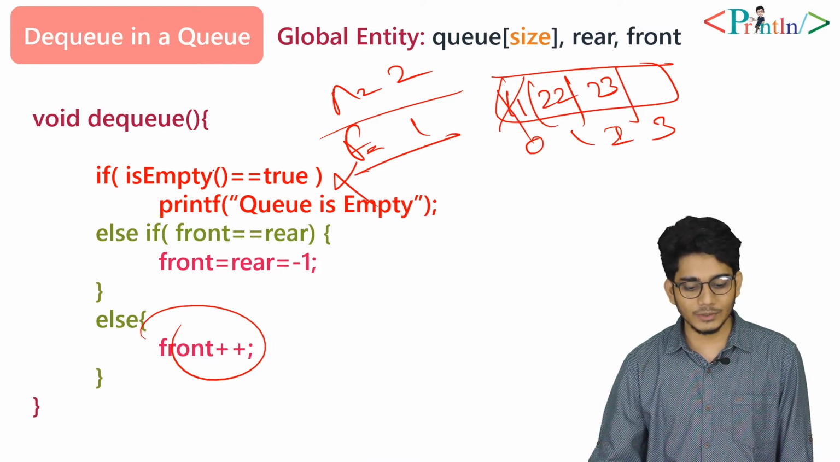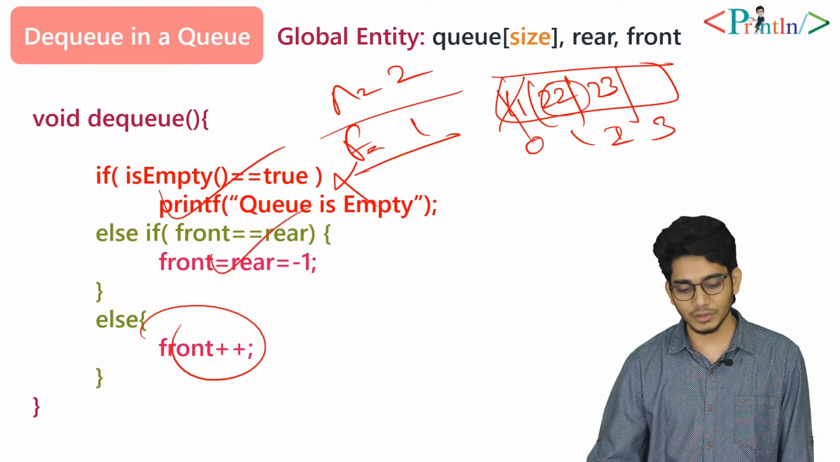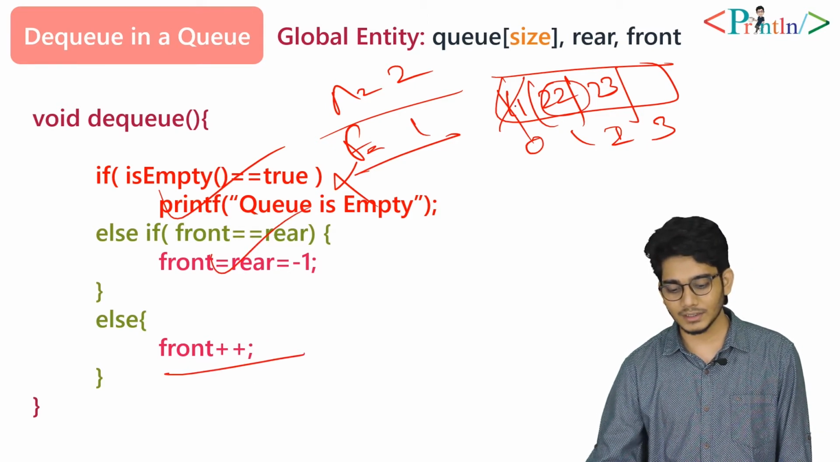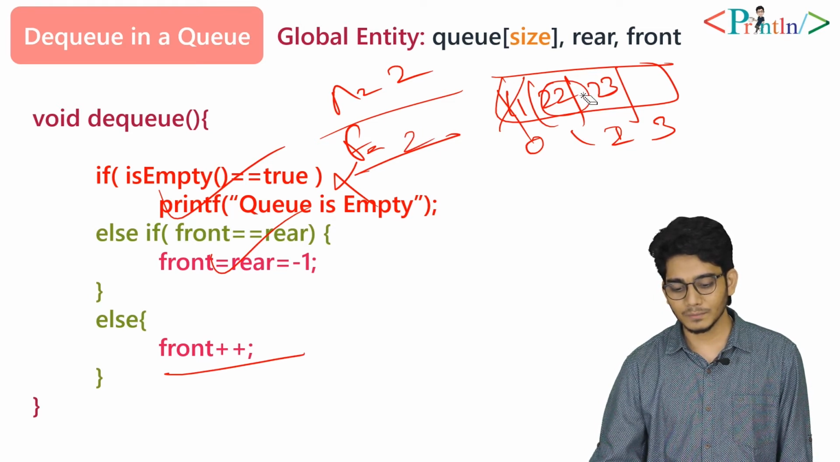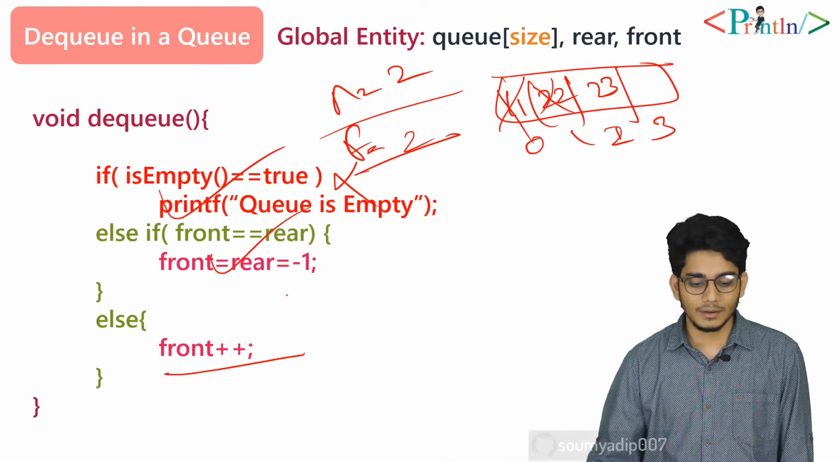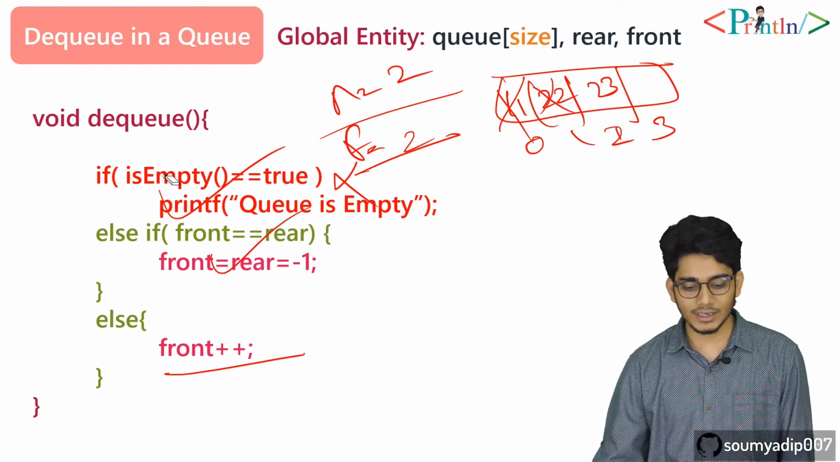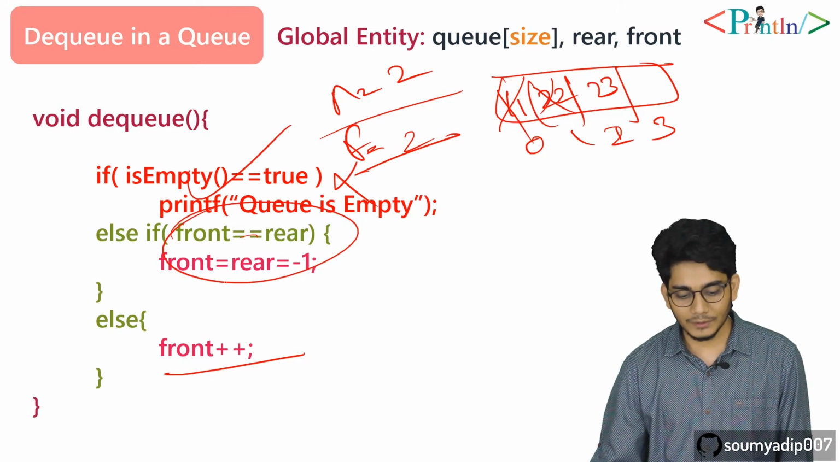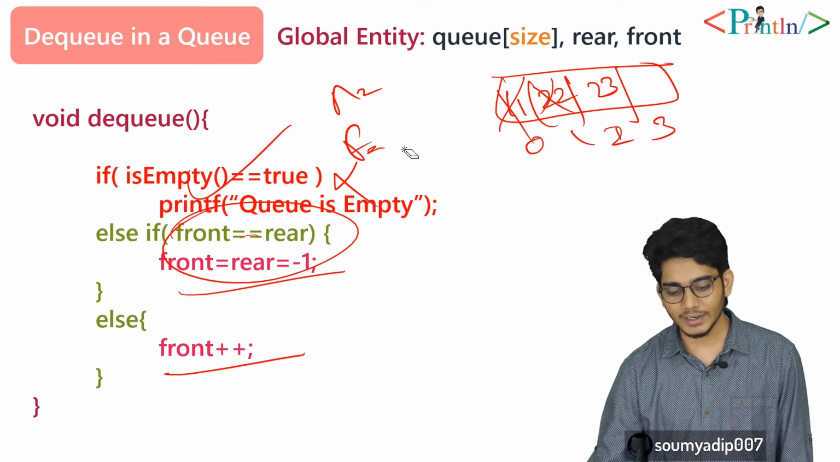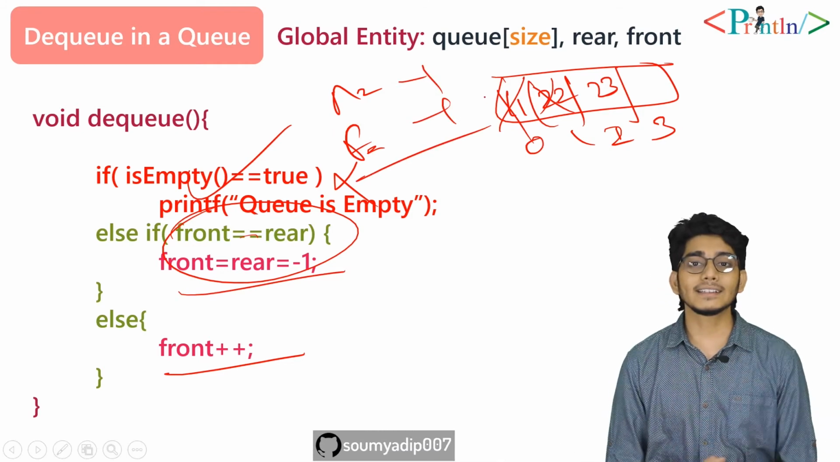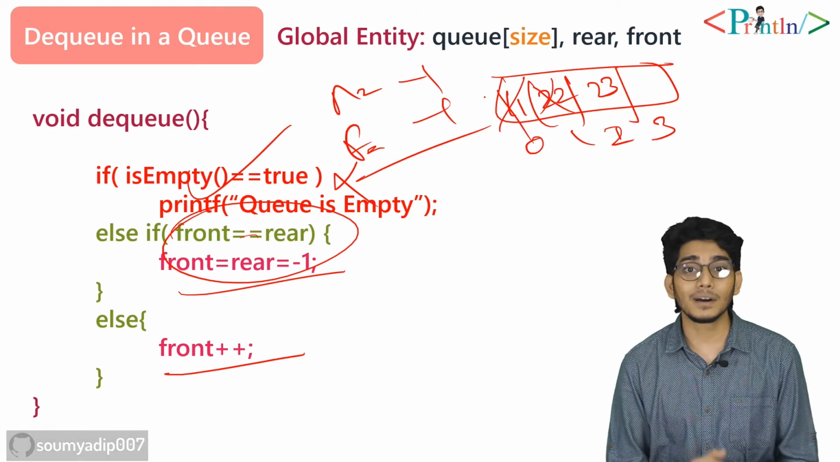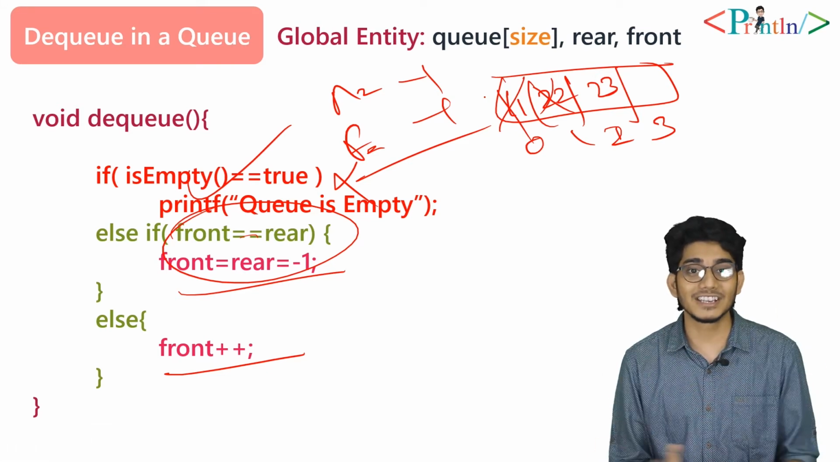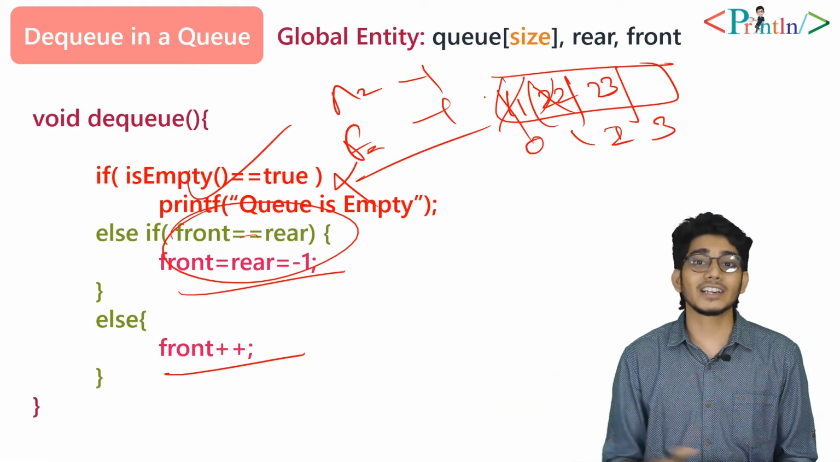Now we'll again check whether our queue is empty or not. For dequeuing this element, our queue is not empty, front is not equal to rear. We'll again increment the front. What is the value of the front? It will be 2. Then we'll check whether our queue is empty or not. Our queue is not empty. Now our front equals rear. What we'll do, we'll set front and rear equal to -1. So I think this portion is clear, how we can perform the dequeue operation in queue. If you have any doubt, just write in the comment section.